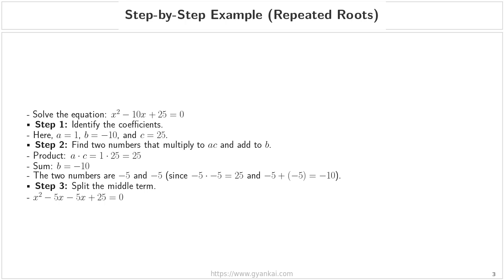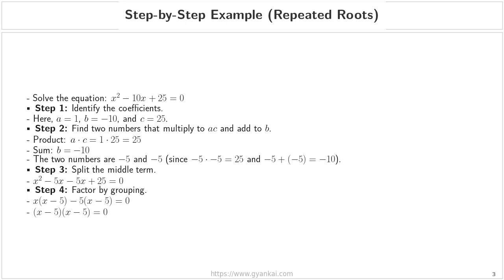Moving on to step 3, we use those two numbers to split the middle term. Instead of writing negative 10x, we will write it as negative 5x minus 5x, so our equation becomes x squared minus 5x minus 5x plus 25 equals 0.